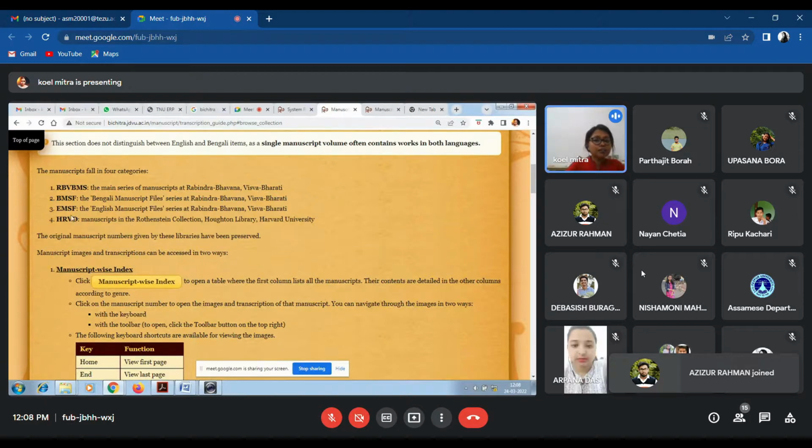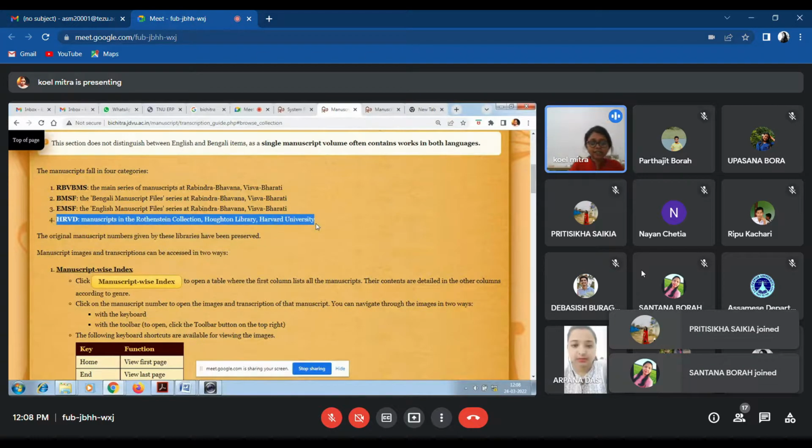The last, of course, is that there were many manuscripts which were not in India, which were actually preserved by Houghton University at Harvard. So even that we have accessed and digitized in this knowledge site, and that would be known as the Harvard Rothenstein collection, so HRVD.